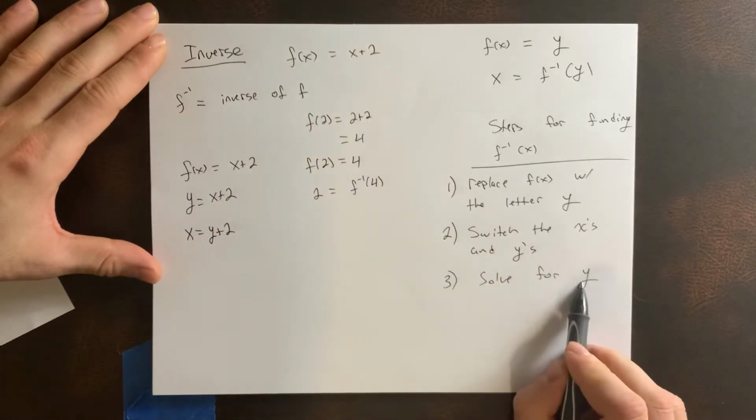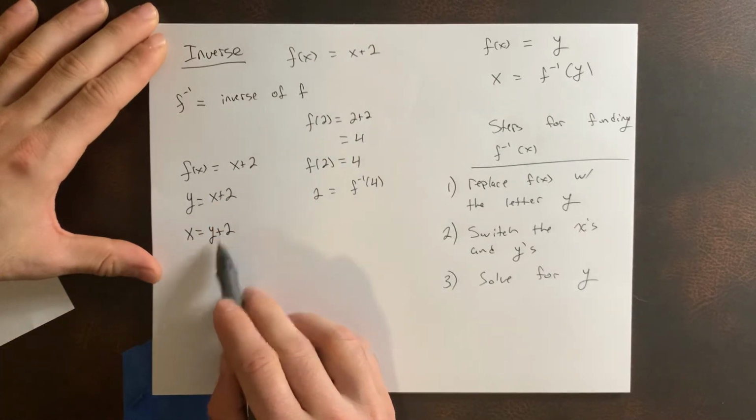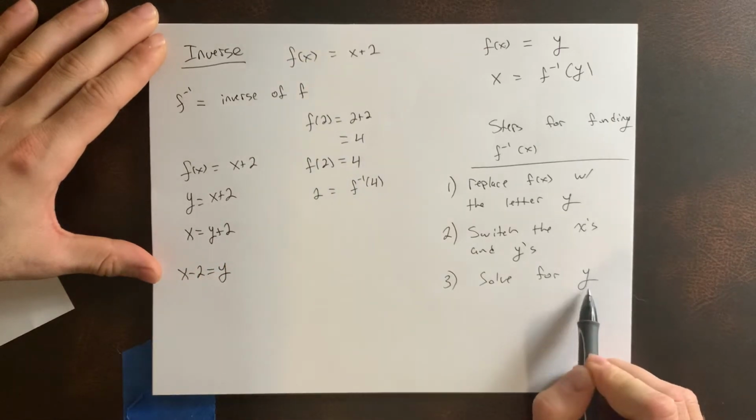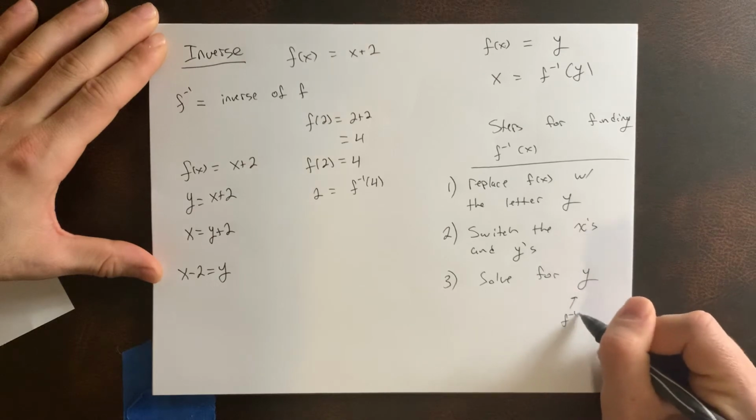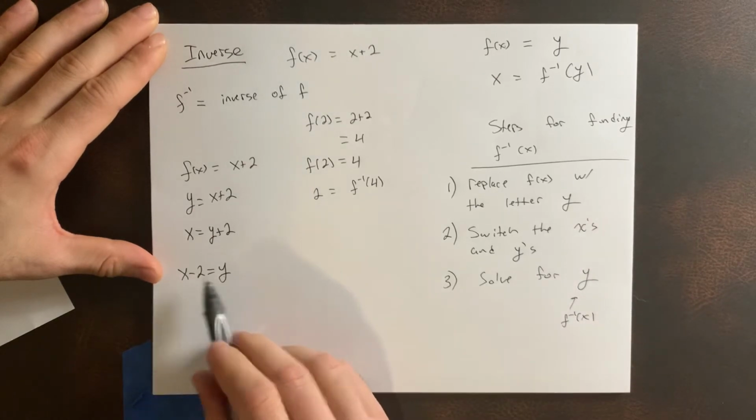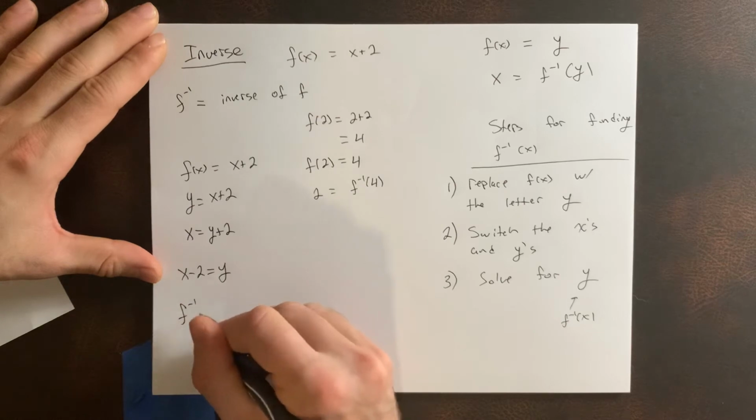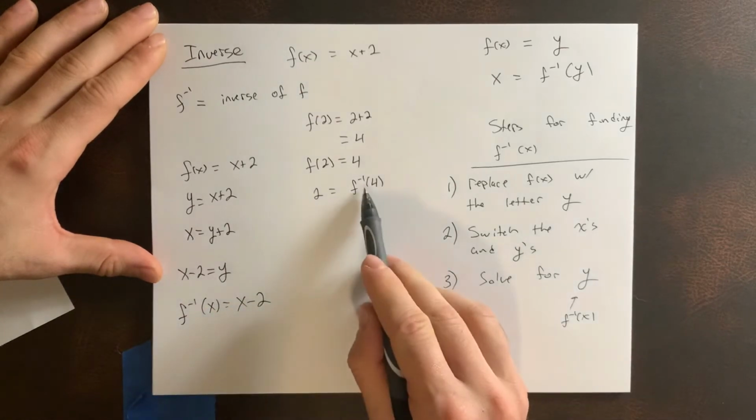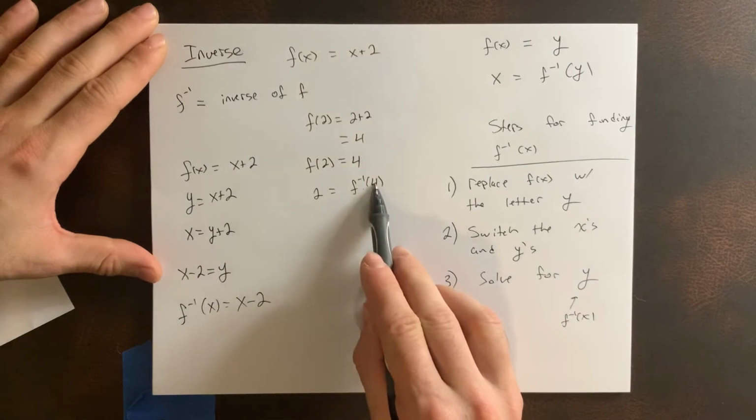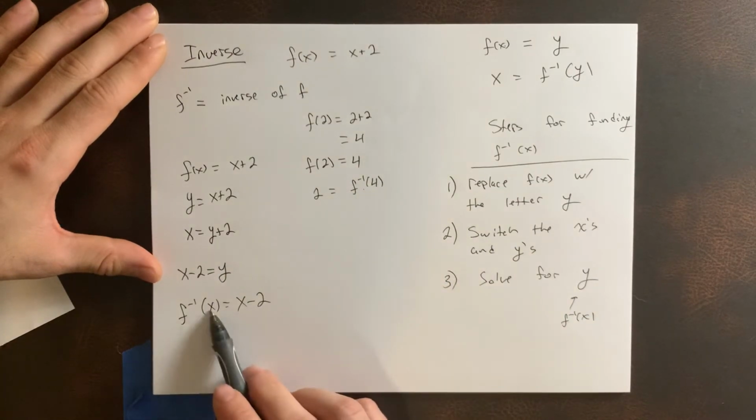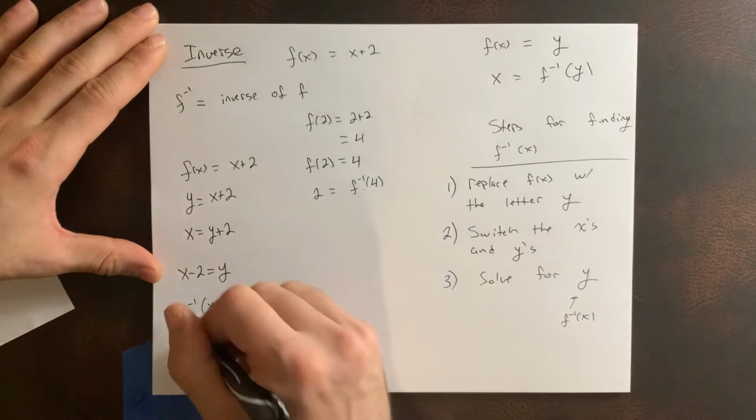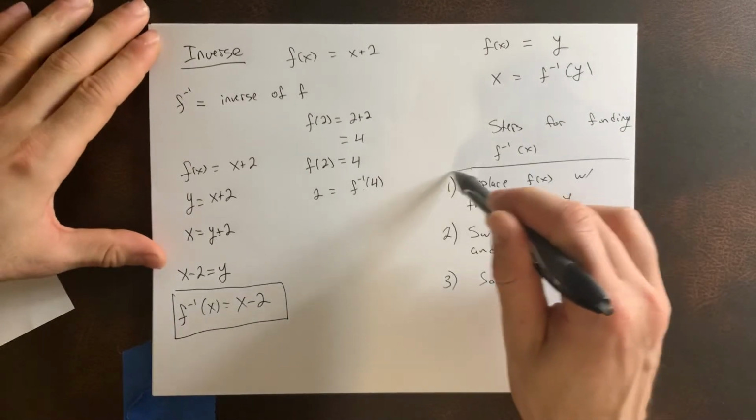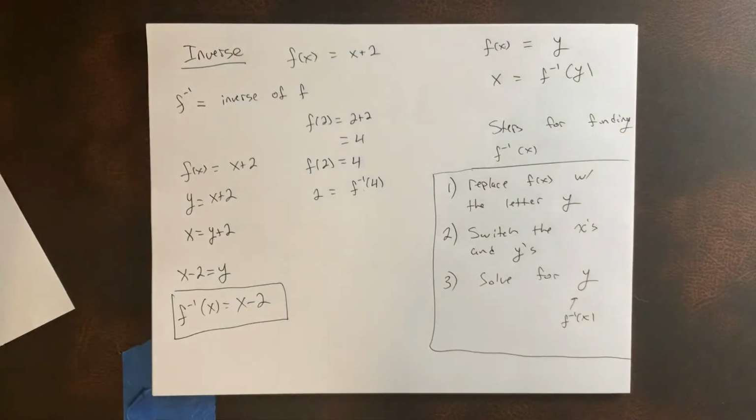And the third step says solve for y. Okay, so solving for y here, all I have to do is subtract this 2 over. So x minus 2 is equal to y. And then this y right here, this is going to be f inverse of x. So this tells us we found that y is x minus 2. So f inverse of x is x minus 2. And then if you go back up to this problem, if we were going to plug in 4, well here's f inverse. If we plug in 4, we get 4 minus 2, which is 2. Okay, so these right here are going to be the steps in order to figure out what the inverse is.